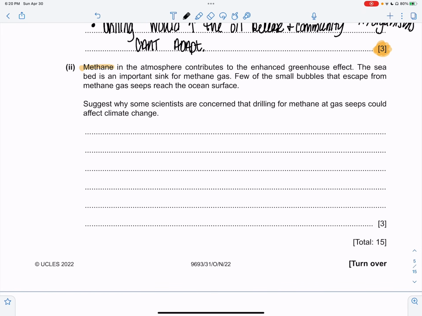Methane, again, that's CH4. In the atmosphere, it contributes to the enhanced greenhouse effect. The seabed is an important sink for methane gas. Few of the small bubbles that escape from methane gas seeps reach the ocean surface. Explain why some scientists are concerned that drilling for methane at gas seeps would affect climate change. They essentially told you the answer. We kind of just need to give it some synonyms. They said that methane will contribute to the enhanced greenhouse effect.